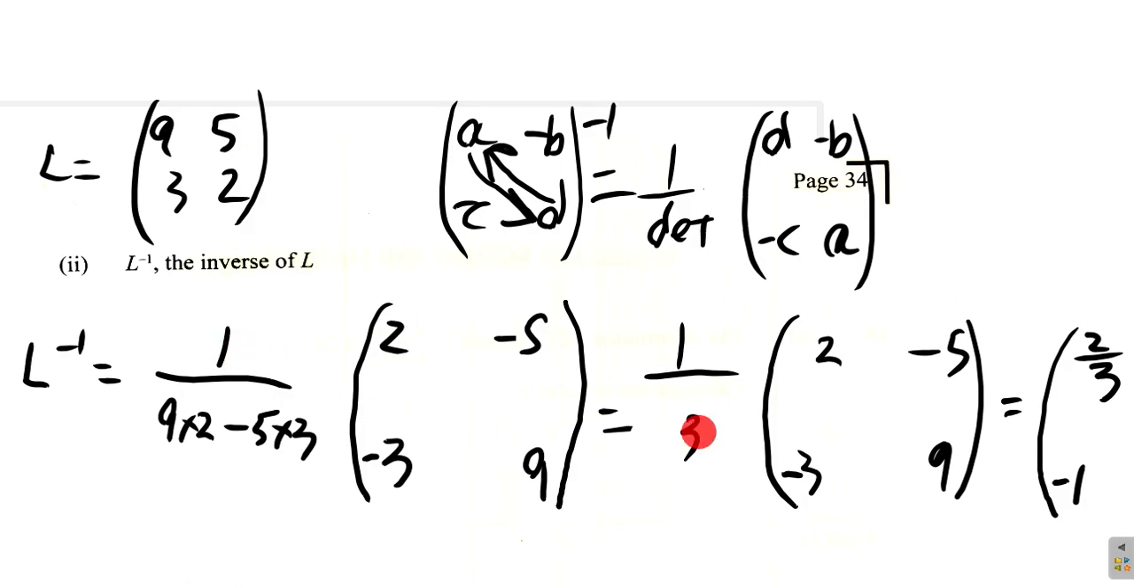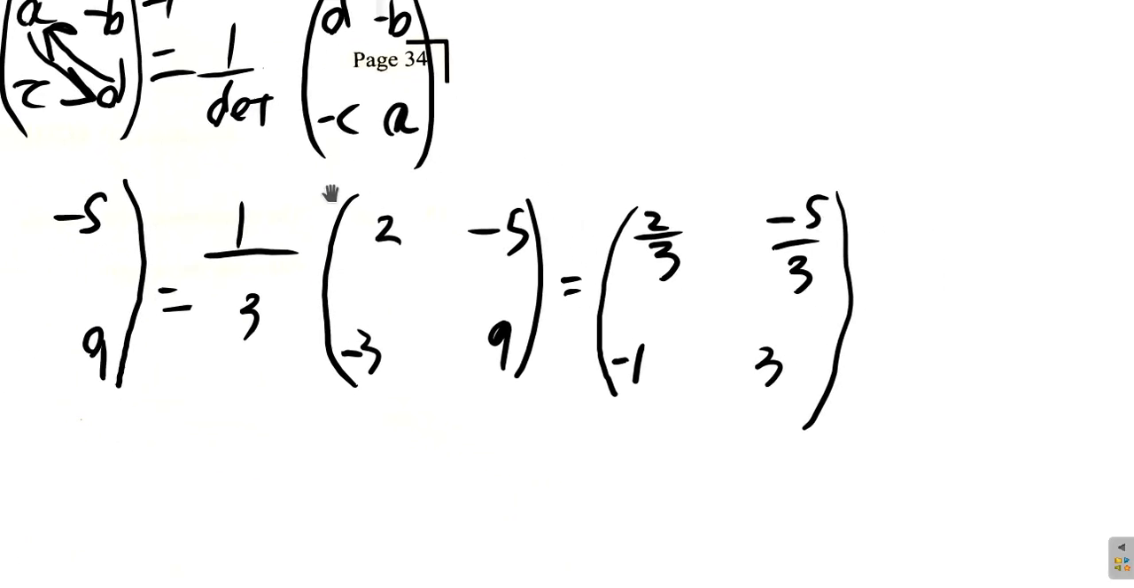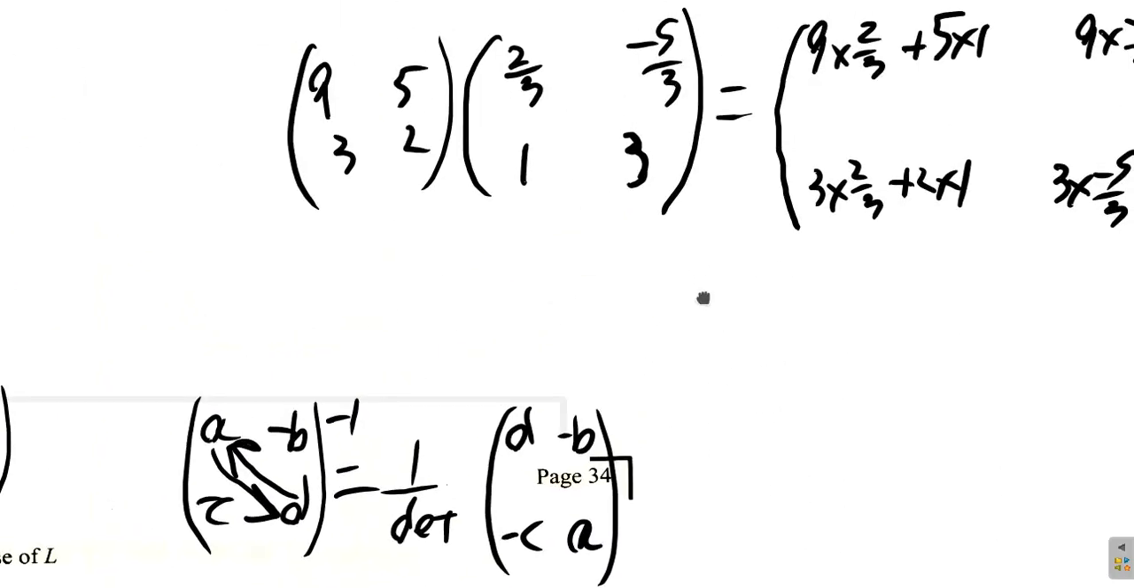So it's 1 over 3 times the matrix 2, negative 5, negative 3, 9. And after that, you multiply out the 1/3 by what you have in the bracket. It's 2/3, negative 5/3, and 1/3 by negative 3 gives you negative 1, and 1/3 by 9 gives you 3. Alright, so that's what we have as the inverse.